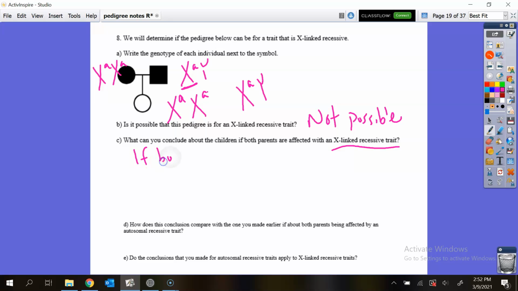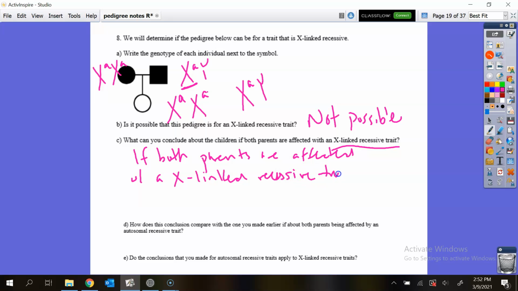So if both parents are affected with an X-linked recessive trait, then all of their kids would have it.